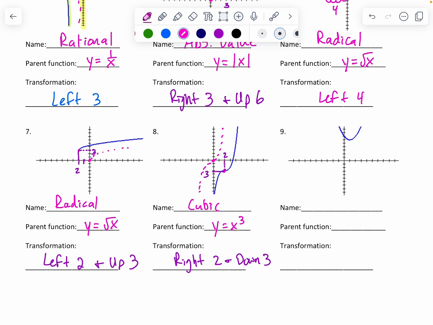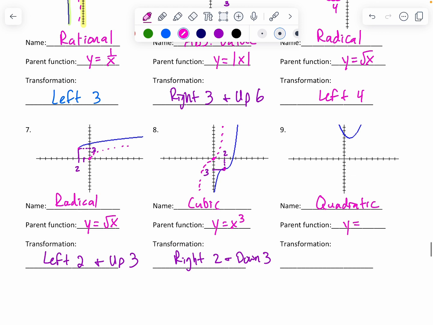Finally, 9, I see a U-curve, so a U-curve tells me quadratic. And the parent function is y equals x squared. Quadratics start at the origin and make a U. So this U's center point, or vertex, moved to the right 1, 2, 3, 4, 5, 6, and up 6.